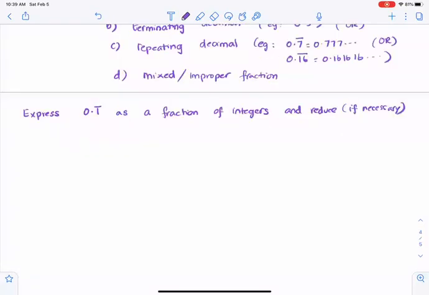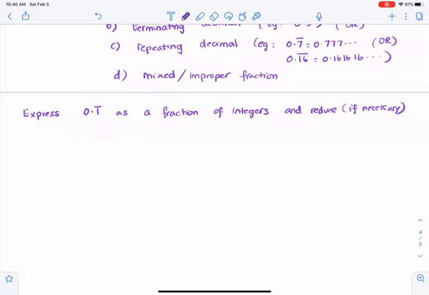So we want to express 0.1 with a bar above it, which means the digit is repeating, as a fraction and reduce it if necessary. Sometimes you do the process and you end up with a fully reduced fraction. So how do we go about doing this?